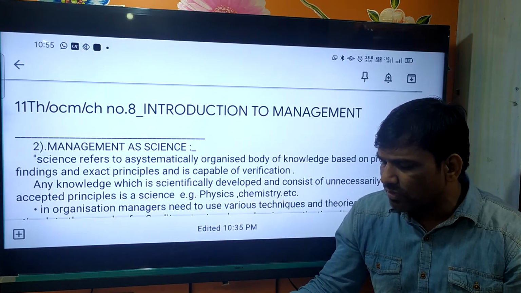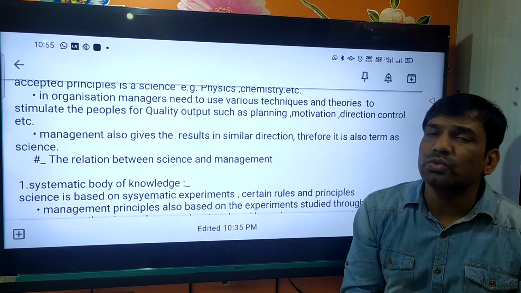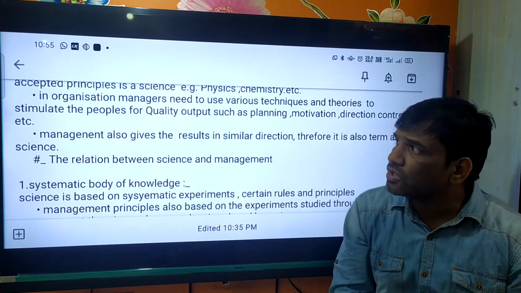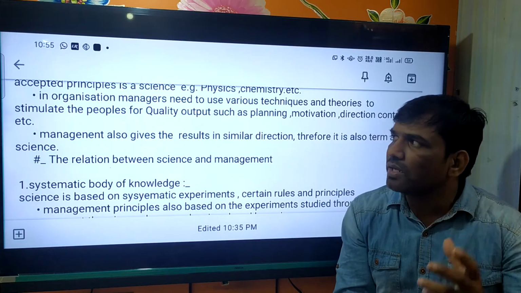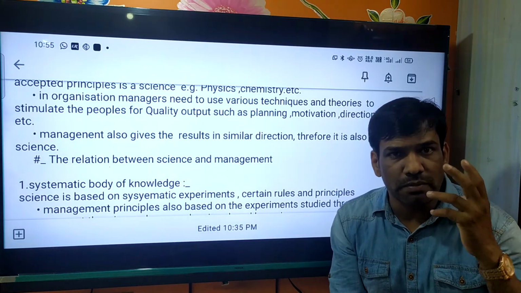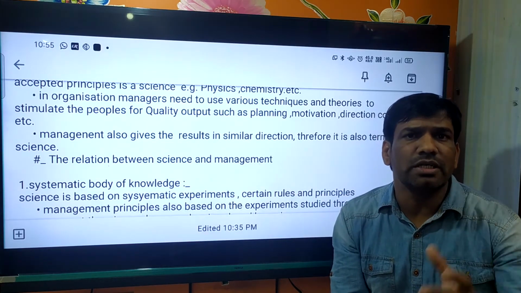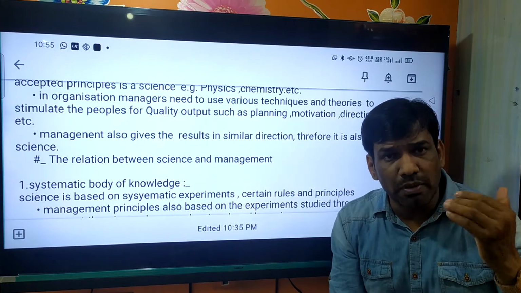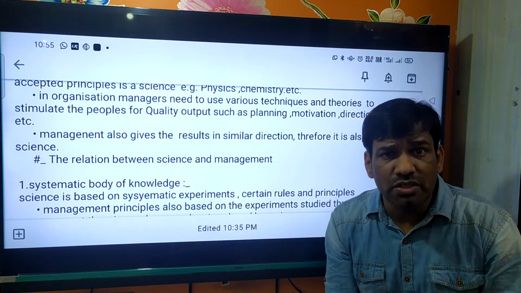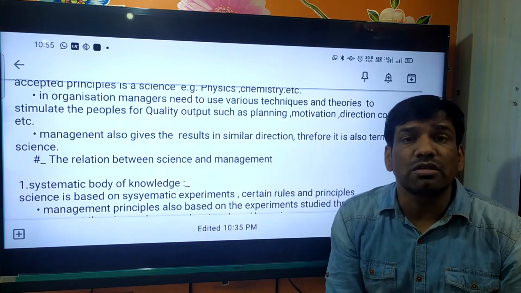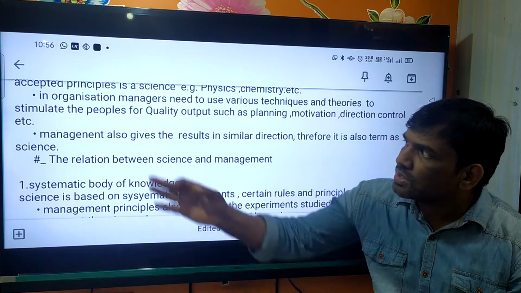So management, we can also say it is a science, because in an organization the manager needs to use various techniques and theories to stimulate the people for quality output. लोगों को एक साथ लाने के लिए मैनेजर अलग अलग प्रिंसिपल्स का यूज करता है, जैसे प्रिंसिपल ऑफ यूनिटी ऑफ कमांड, प्रिंसिपल ऑफ यूनिटी ऑफ डायरेक्शन, division of work, authority, responsibility. These are various principles: the planning, organizing, staffing, directing, coordinating, controlling, reporting, budgeting. These are all the functions of management, which are based on certain principles, and like that management can also be said to be a science.